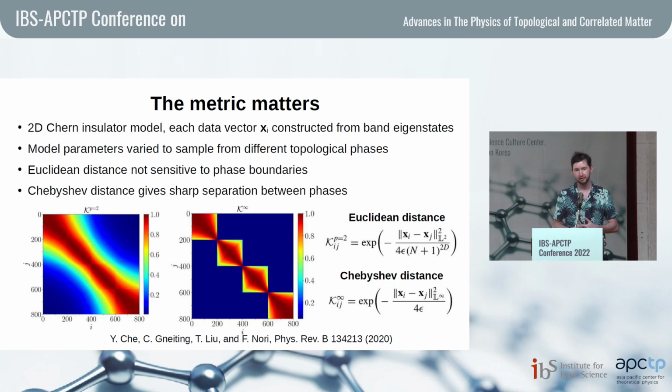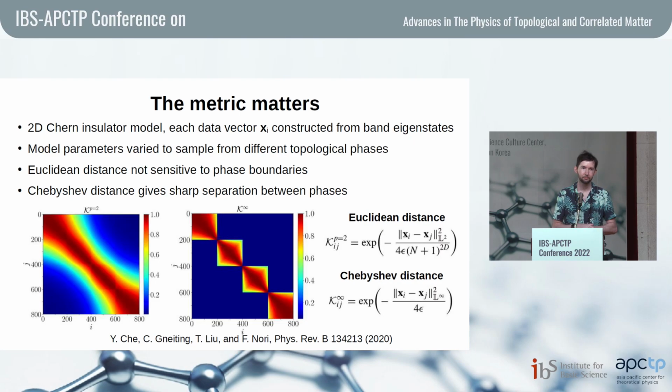So in practice, the identification of a suitable distance metric for your data is not such a straightforward problem. And in fact, the results of these machine learning techniques can be quite sensitive to the choice of metric, which is discussed in this PRB paper from a few years ago. So in this case, the input data are the eigenstates of a tight-binding model of a two-dimensional insulator.